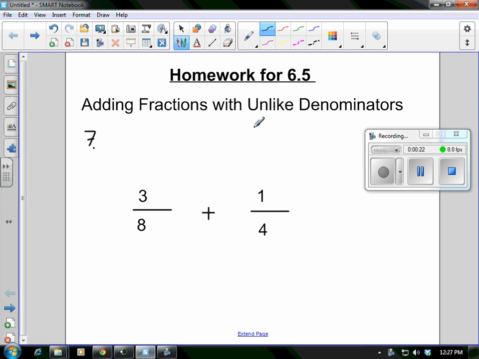Now the trick with adding unlike denominators is to find what we call the LCD. That's the lowest common denominator. What that means is we're looking for a number that both the denominators can fit into. Okay? The trick that I always tell the students is look at the bigger number, which is 8 in this case, and see if the other number would fit into it. 4 does fit into 8, so that actually would make 8 the least common denominator. It's the denominator that both 8 and 4 can fit into.